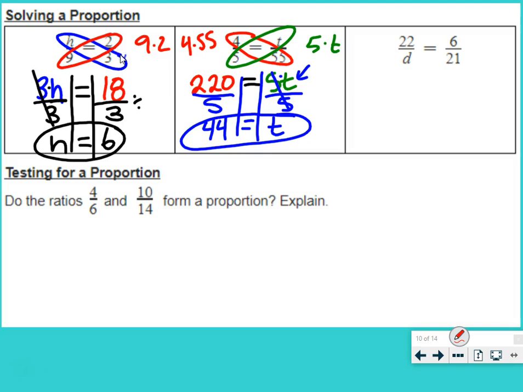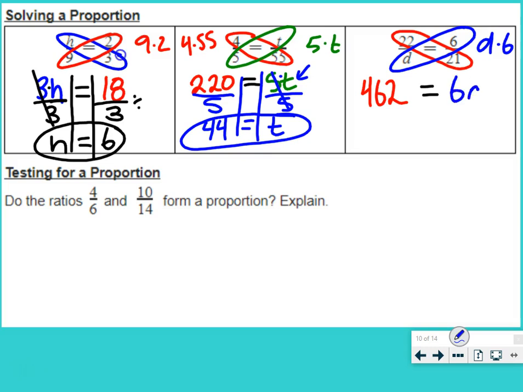Last example here. Again, do those cross products. We get 22 times 21 equals 462. And then we put an equal sign in the middle. And then we do the other cross product. D times 6. D times 6, always put the number first. So we get 6 times D.